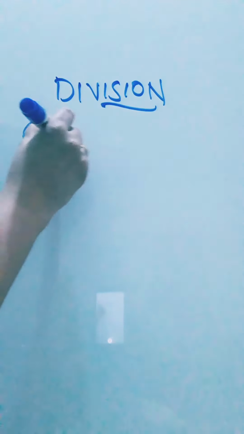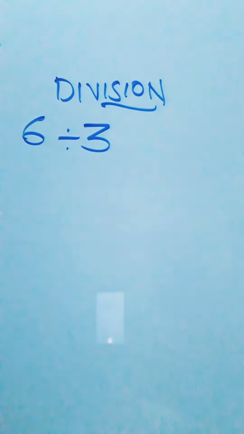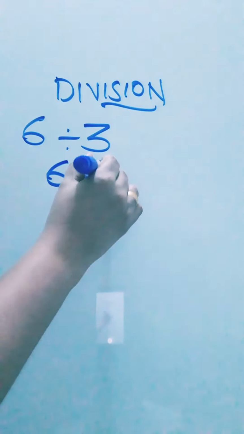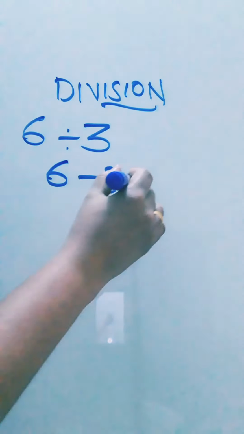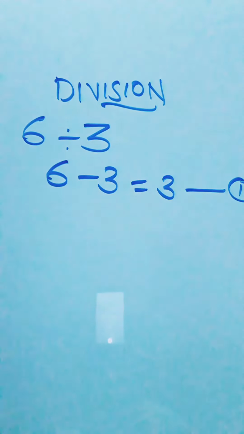First, I will show how division is repeated subtraction. I want to divide 6 chocolates to 3 students. Or I want to distribute 6 chocolates to 3 students. I will write 6 divided by 3. How is it repeated subtraction? First, I will do 6 minus 3. I will get 3. That is step 1.